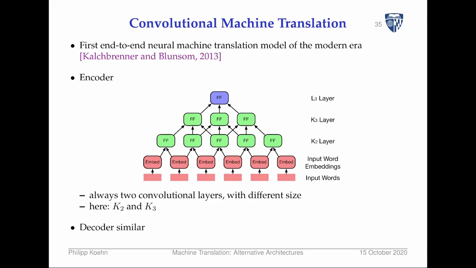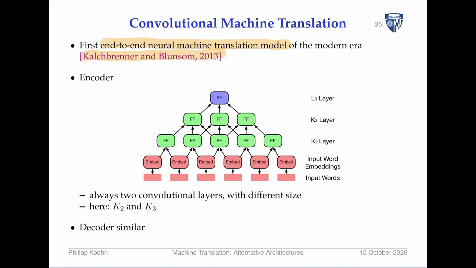The interesting thing about this is that the first end-to-end neural machine translation model of the modern era, introduced by Kalchbrenner and Blunsom in 2013, was actually a convolutional neural machine translation model. They pretty directly took the lessons that were proposed for computer vision and said, hey, we can apply the same kind of ideas to language processing, and they did that.